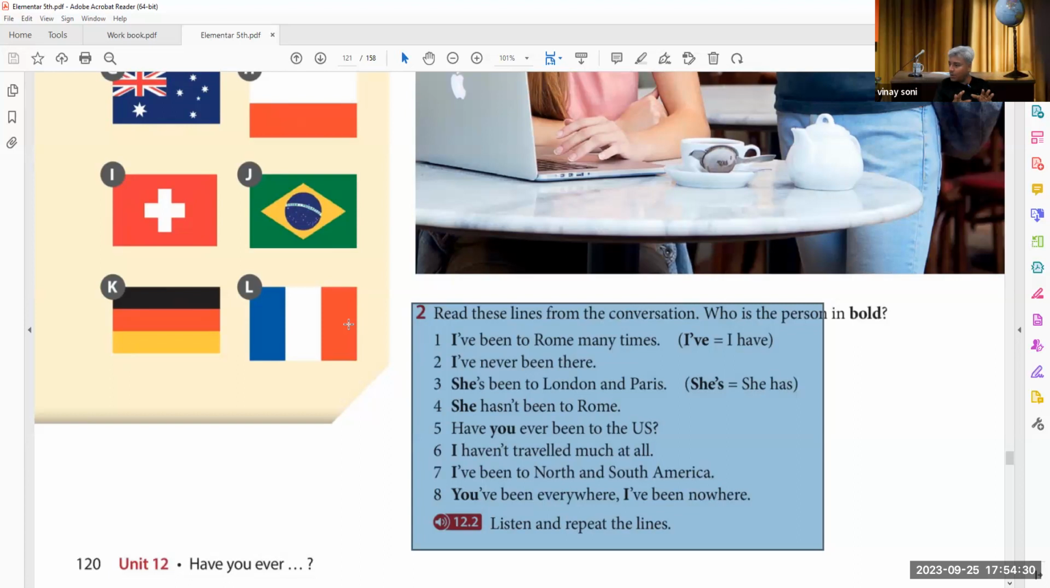So look at sentence number 1. I have been to Rome many times. What's the verb here? Okay, I have seen. What's the verb here? See, in the third form. Okay, and I have been. What is the verb here? Be verb in the third form, which is been. All right. Okay, so this man, Rudd, says, I've been to Rome many times.